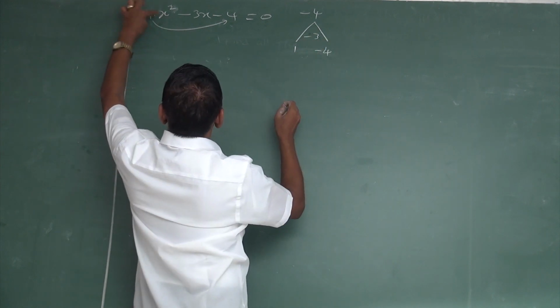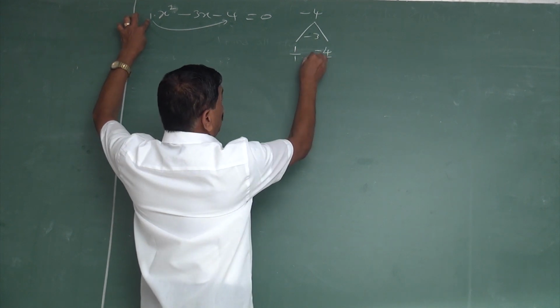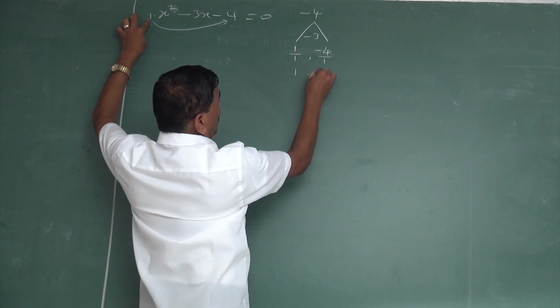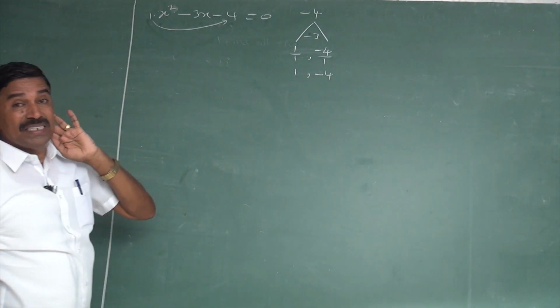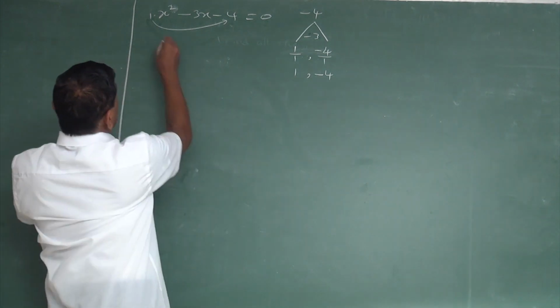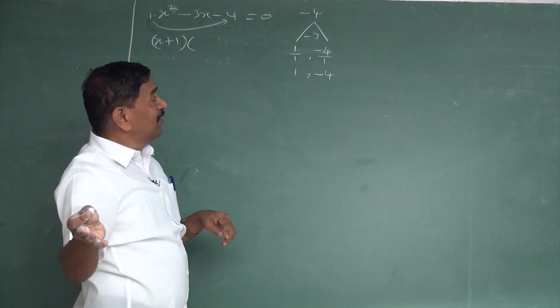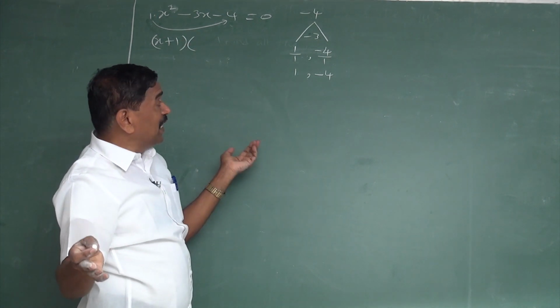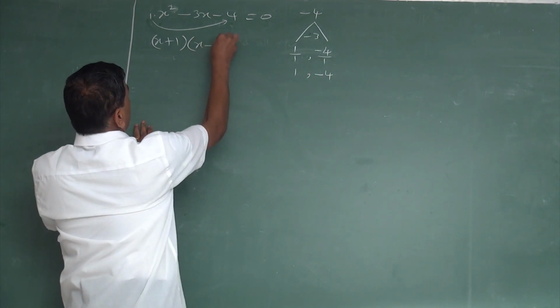Now here the x square coefficient is 1. Therefore x square coefficient is 1 by 1. So 1 by 1 equal to 1, and minus 4 by 1 equal to minus 4. Now listen. Can you tell me the factors? Anyone? Good. Here plus 1, therefore x plus 1 is a factor. Okay, next factor. Good. That is x minus 4, because here minus 4, therefore the factor is x minus 4.